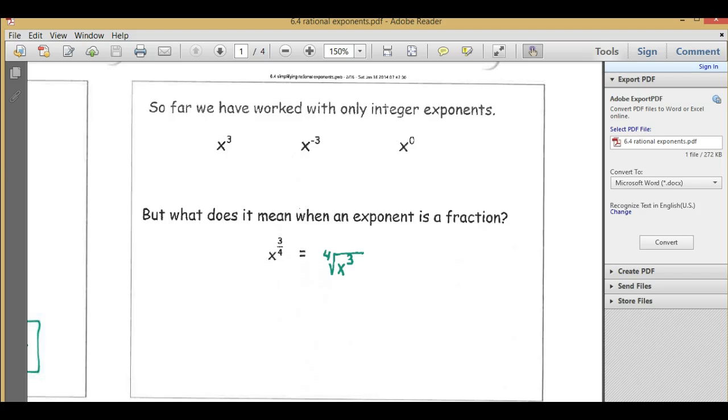So now, today what we're going to look at is fractions. What happens if our exponent is a fraction? And that is part of the reason you had done those bell ringers dealing with fractions, because we're going to use those properties and those rules with fractions today.